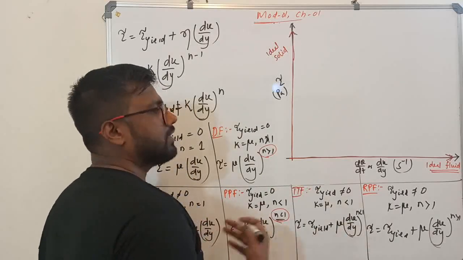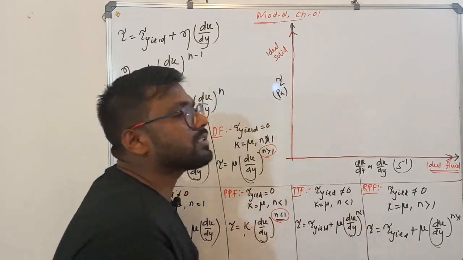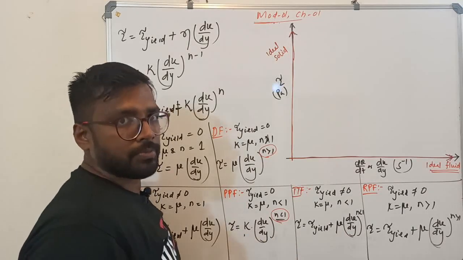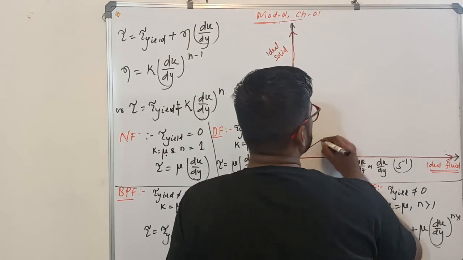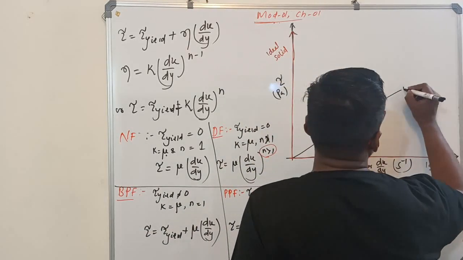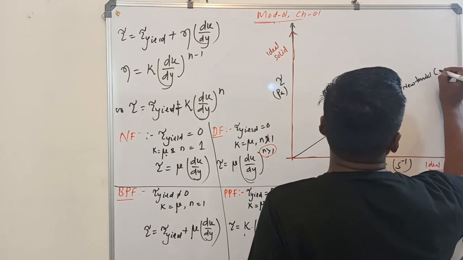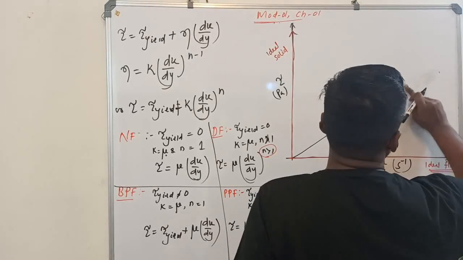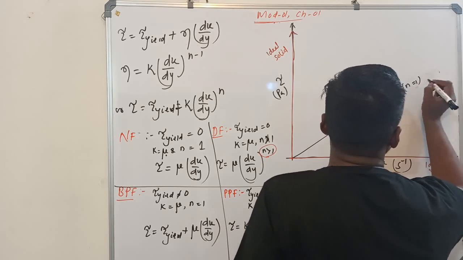Newtonian fluid, non-Newtonian fluid, all are our real fluids. It means they show resistance. They show some shear stress. They develop some resistance to the force. So now, how do we discuss this? This is my Newtonian fluid. What is the n value? I'm not writing dt, I'll just write NF, where n is equal to 1.